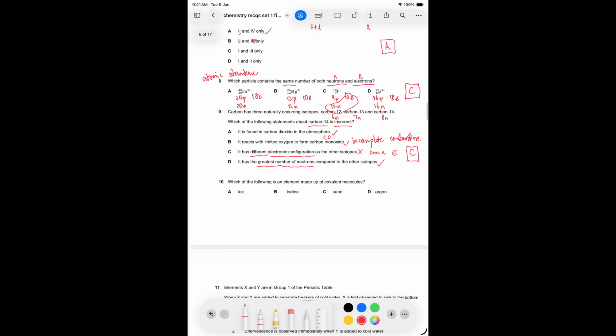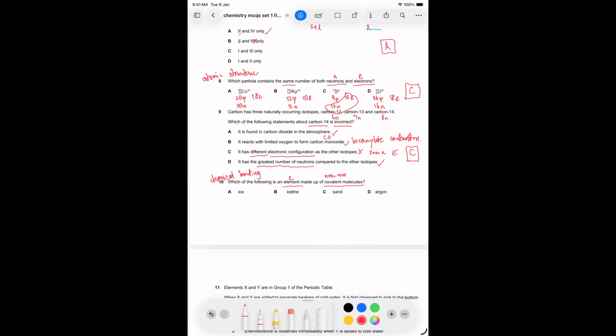Moving on, question 10. Which of the following is an element? Take note, it's an element. It's made out of covalent molecules. Covalent is non-metal bonding with non-metal, so this will be under your chemical bonding.